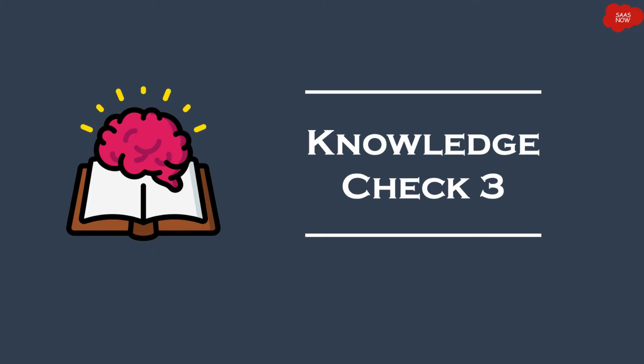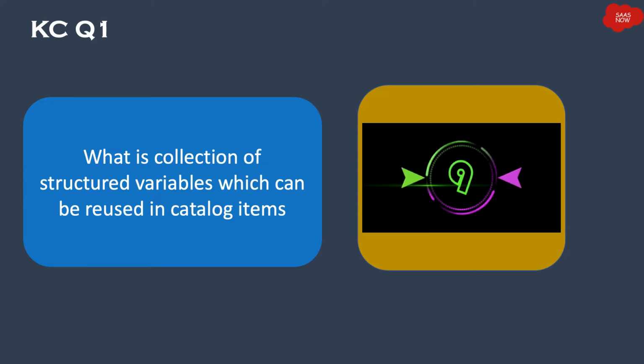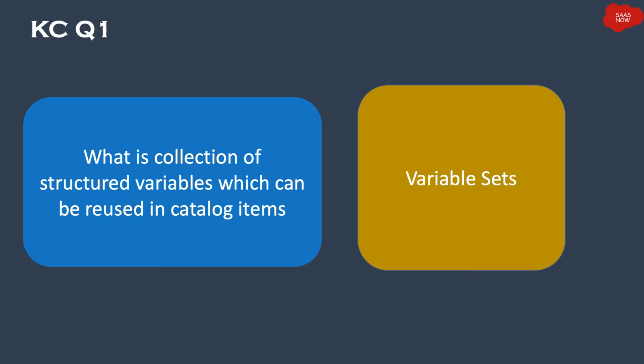Knowledge check 3. Question number 1. What is collection of structured variables which can be reused in catalog items? Your time starts now. And the answer is variable sets.